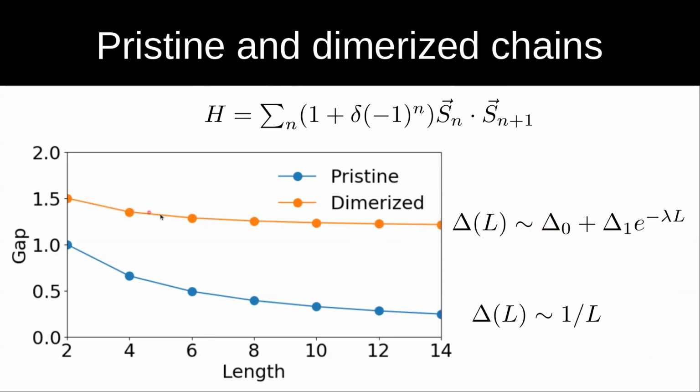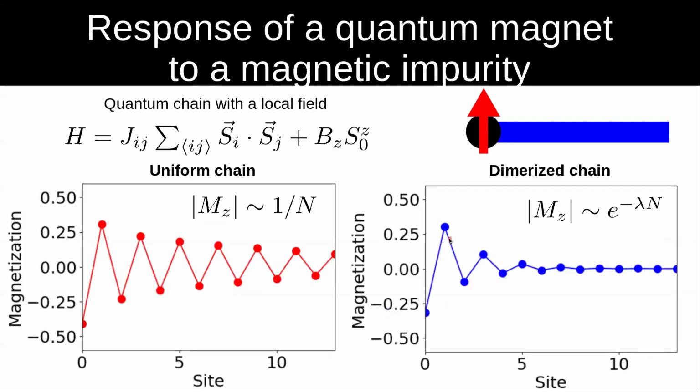The reason why this convergence is much faster is because if you have a gap, then the gap in a finite size system actually converges exponentially. And this is something that will be more clear when we compute much bigger systems using tensor networks. So now the question is, how can we see this from some sort of observable?